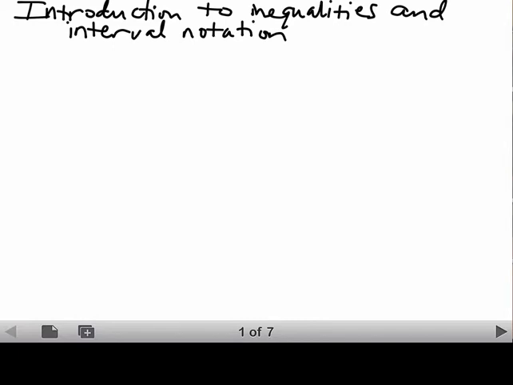In this session, we're going to look at how to represent inequalities on a number line and using interval notation. Things we need to consider with inequalities are the symbols that we use to represent the inequalities.